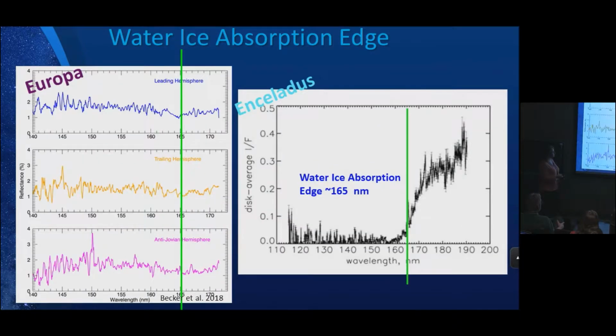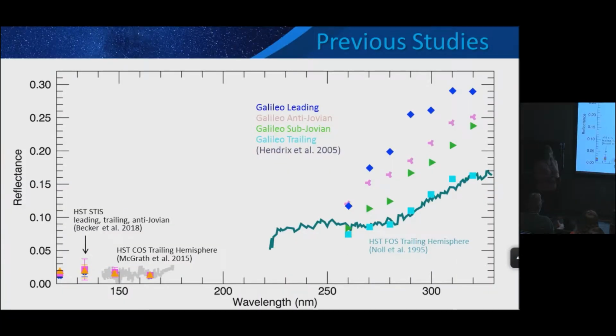And so when we looked back at this, we thought, okay, maybe this is the end of the detector, so maybe we're just not seeing it. But we tried to put it into greater context. So we put it in a plot with all the other data in the UV that's been collected so far. These were our final results, phase corrected, plotted on top of Melissa McGrath's trailing hemisphere spectrum that she had using the COS instrument on Hubble. And then looking at what we saw from Galileo, this is Amanda Hendricks' data that we normalized to match this null spectrum, which was taken with Hubble FOS in '95.